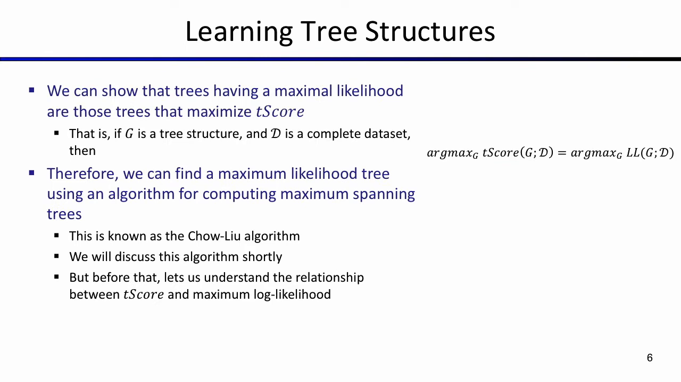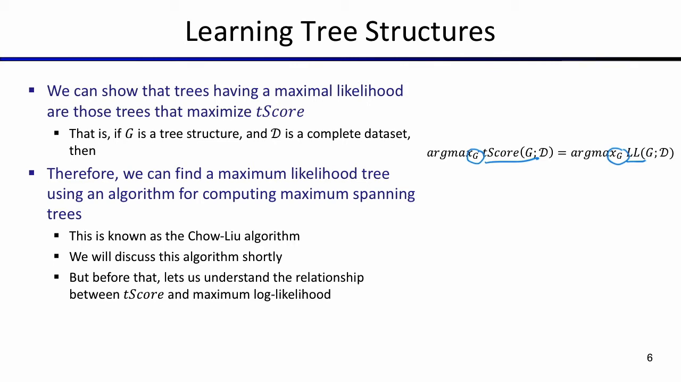And that is one very interesting result. So it's written here that we can show that trees having a maximal likelihood are those trees that maximize the T-score. So basically what we are saying is that if we search for the T-score and find a structure G that maximizes its T-score, this structure is the same one that we would get if we maximize the likelihood. And that is a very interesting result, particularly because the T-score that we measure with the mutual information decomposes over the families of variables.